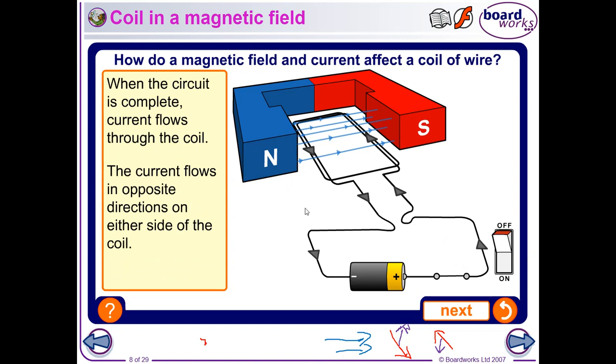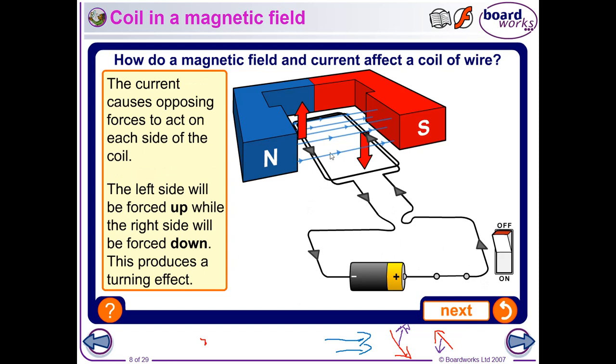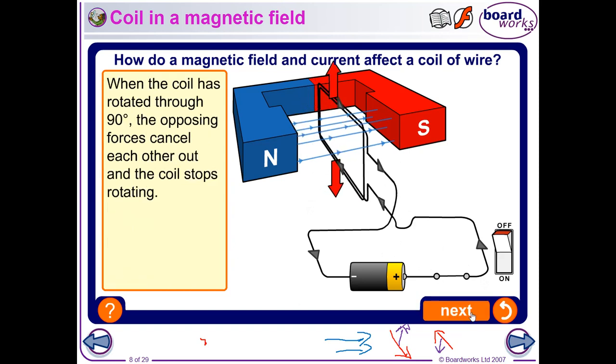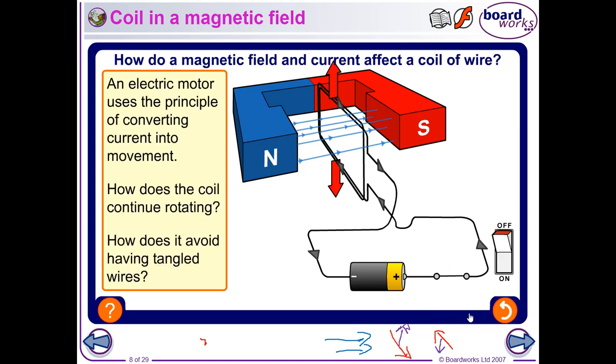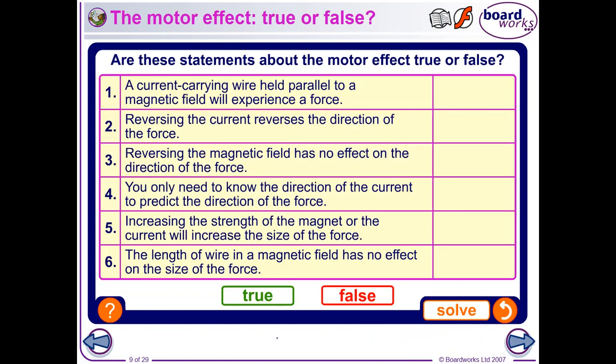Okay, and we see the arrows there. Now we'll see the forces, and it will turn like that. But it's not a very good motor if it just does that. So how do we keep it rotating? And how do we stop these wires from getting tangled up? That'll be the next one.